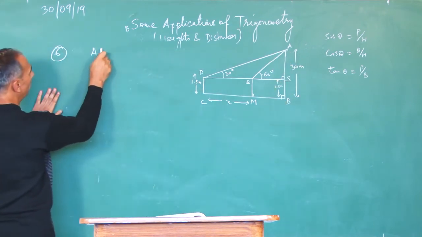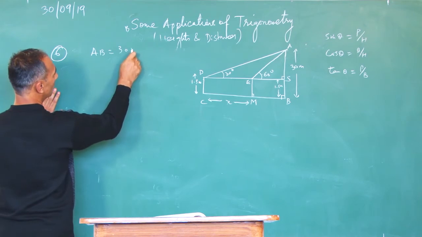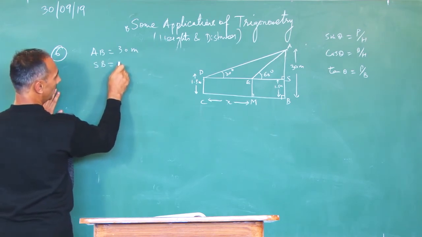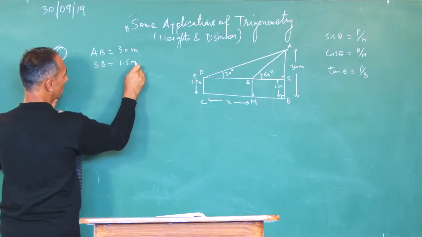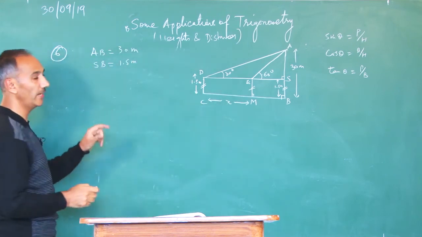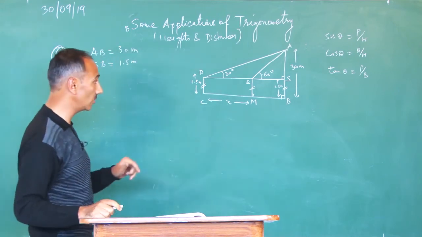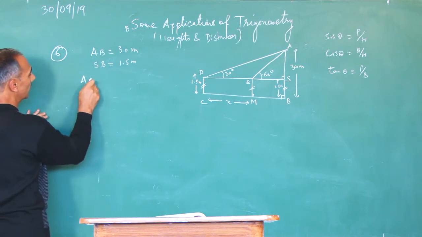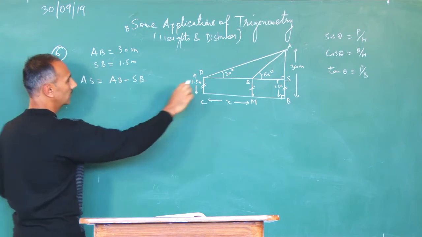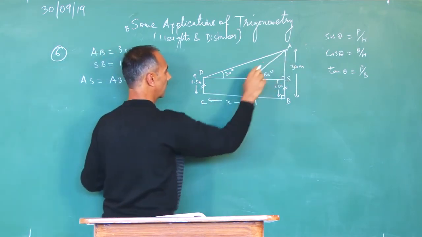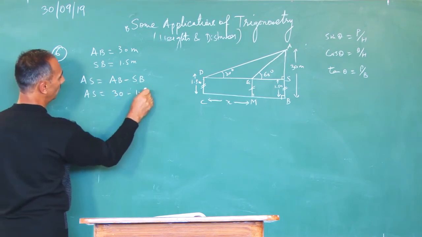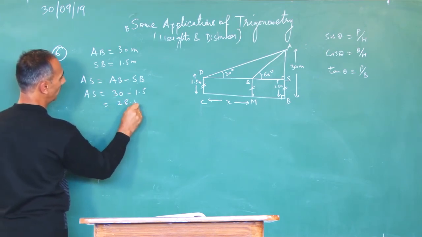So AB is given to be 30 meters. SB is the same as 1.5 because this height and this height are the same. So you need to find AS, that is the height of the right triangle. So AS will be AB minus SB. So AS will be 30 minus 1.5, that is 28.5 meters.